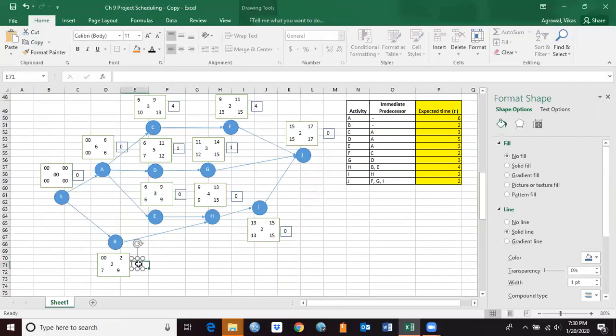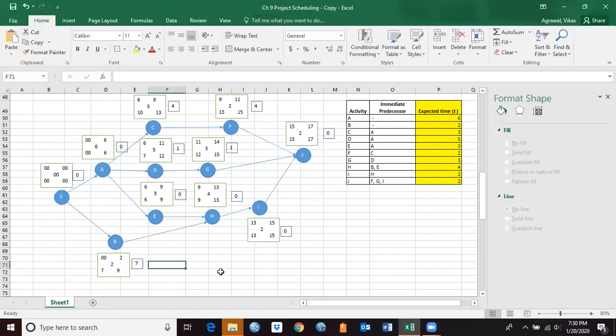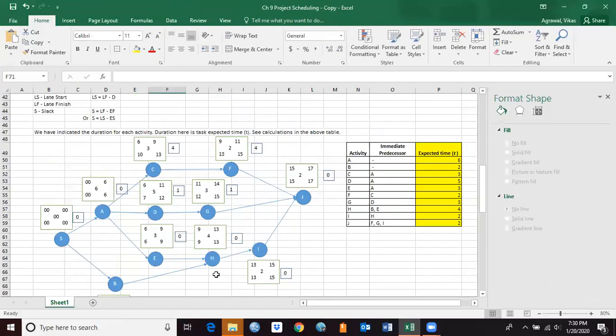9 minus 2 is a slack of 7, or 7 minus 0 is 7. So that's the allowable slippage that you have, which means I can delay activity D by 1 day without affecting my project duration.